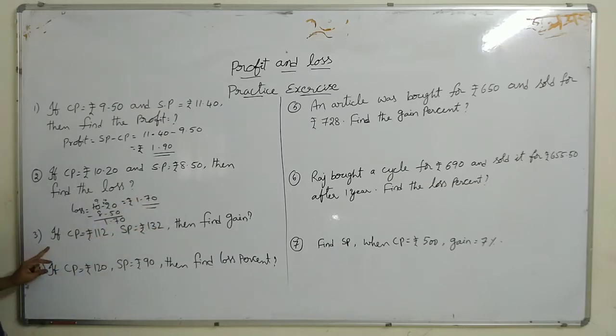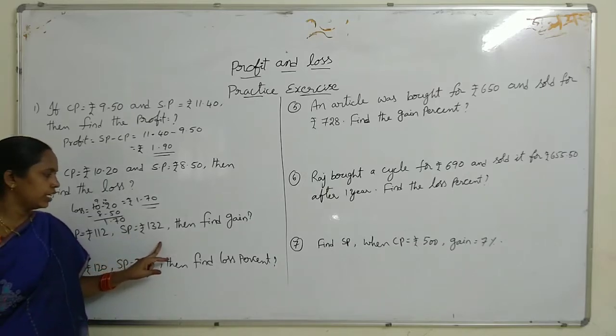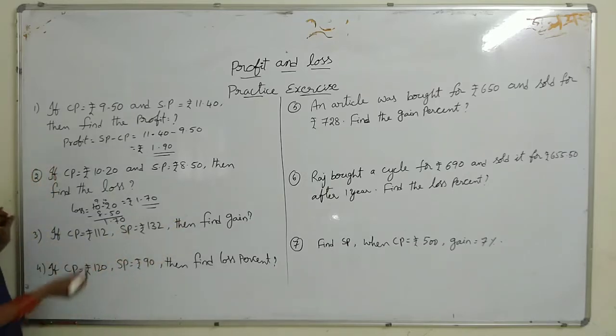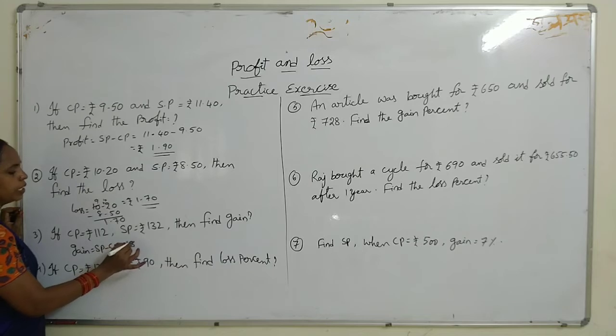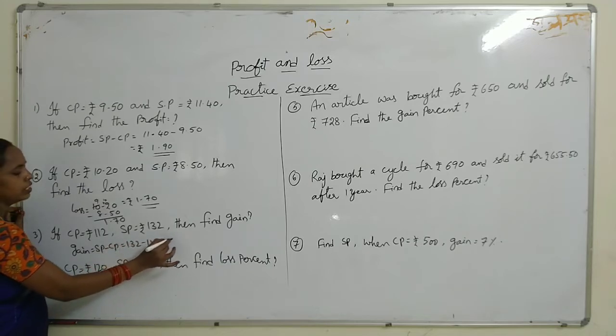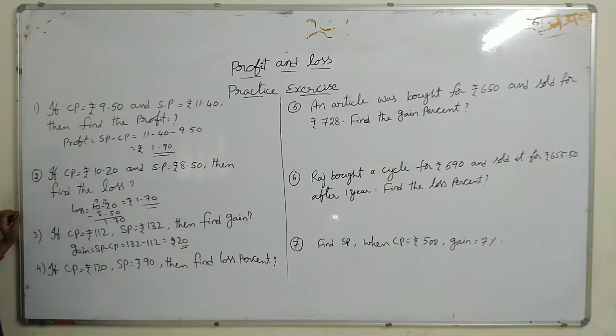Next, third question. If CP equal to 112 rupees and SP equal to 132 rupees, find the gain. Gain equal to SP minus CP. That is 132 minus 112. That is 20 rupees. Profit is 20 rupees.